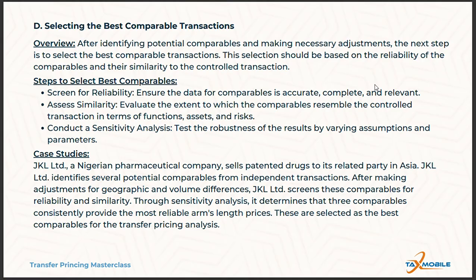And another example using this same, let me just rephrase it again to suit our interquartile range. For example, this same Nigerian pharmaceutical company finds 5 comparable transactions when performing comparability analysis. However, 2 of these comparables show profit margins that are significantly higher or lower than the others due to market anomalies. So by applying the interquartile range, JKL Limited focuses on the middle 50% of results, ensuring that outliers do not distort the transfer pricing analysis.